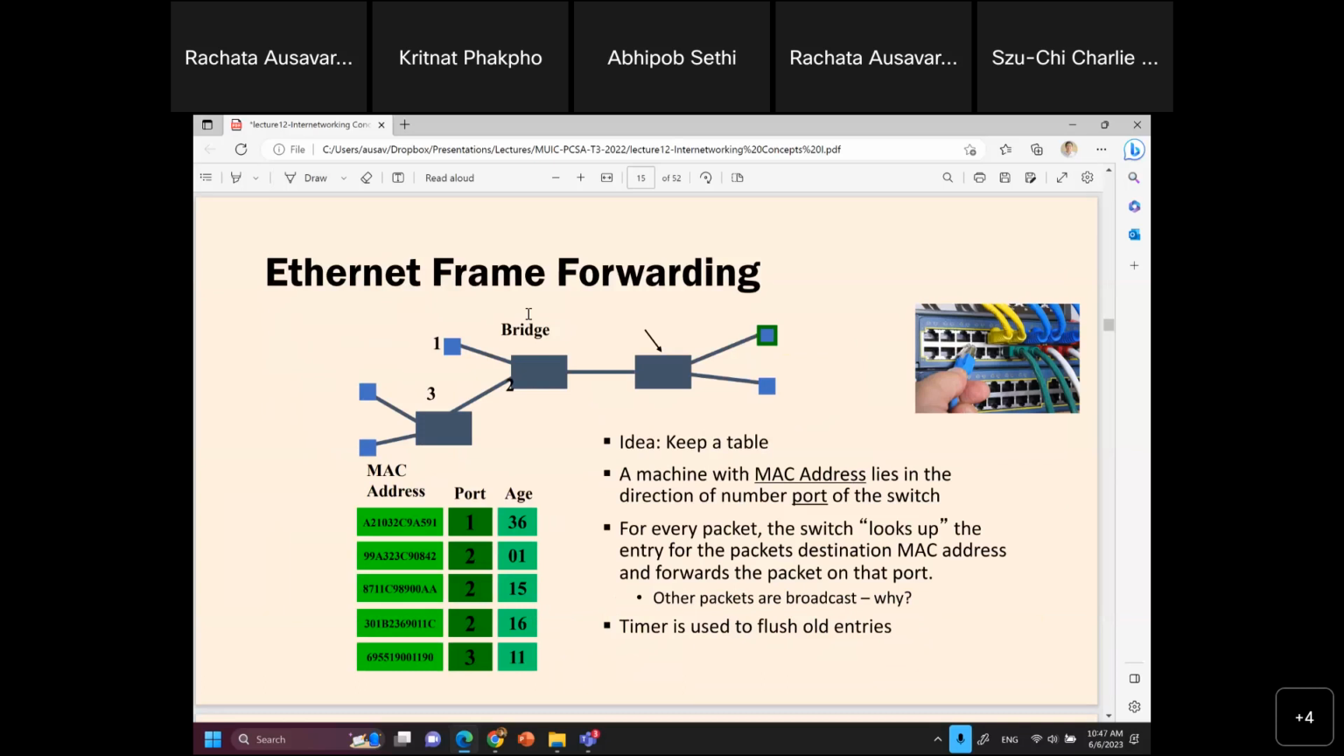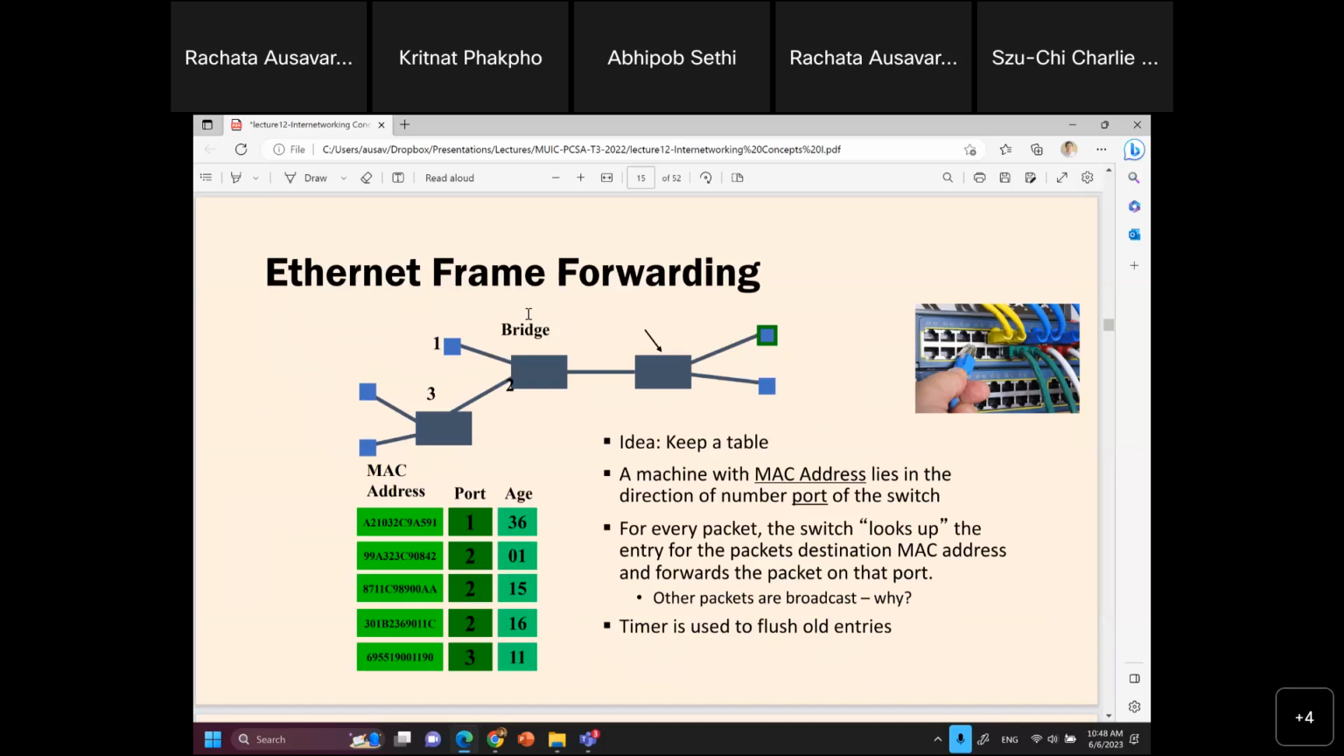Yes. My misconception is that the Ethernet frame is the same as the network switch. Oh no, the Ethernet frame is the packet that you want to send. Your message. Yeah, your message. The Ethernet frame forwarding is done by the network switch. Yeah. The network switch handles where to go next.